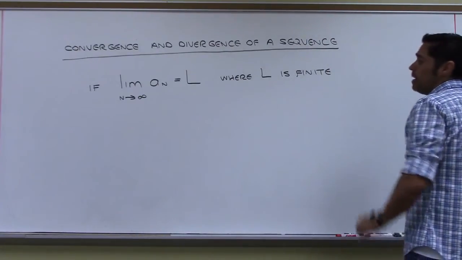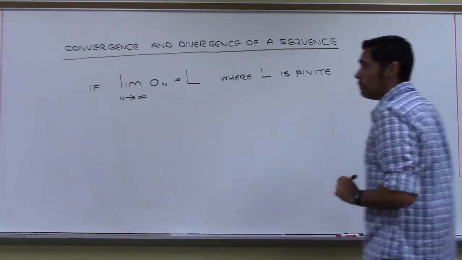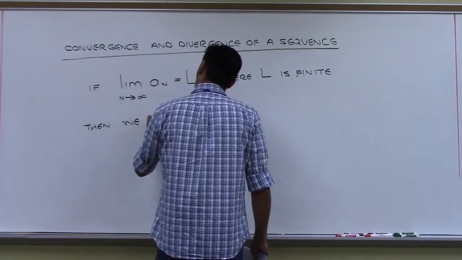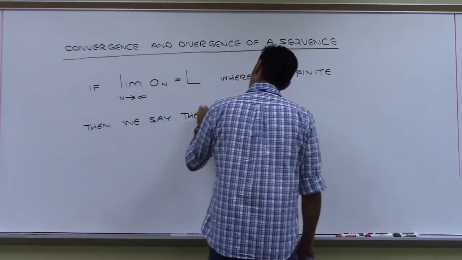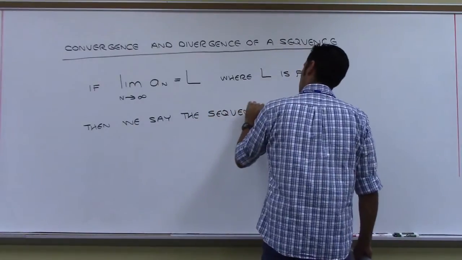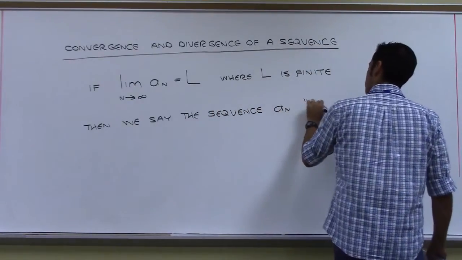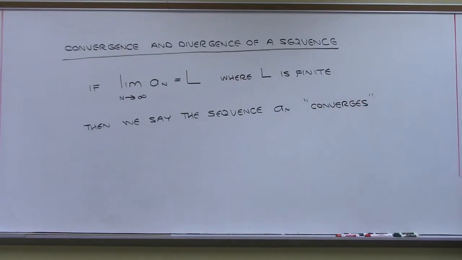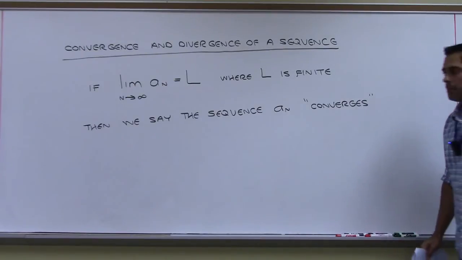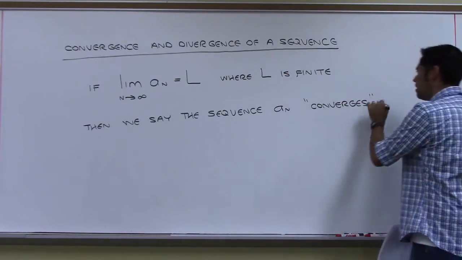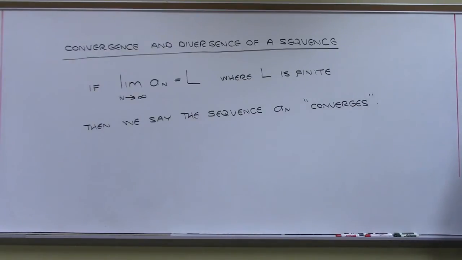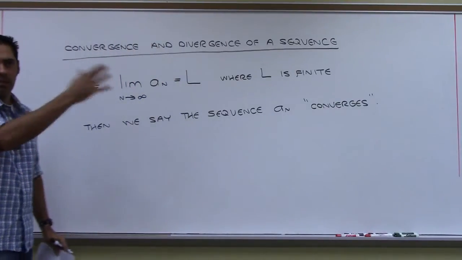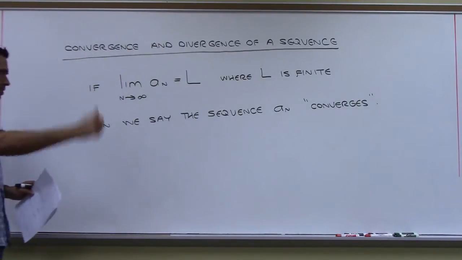So if we take a limit of a sequence and we get a nice number, then we say the sequence A sub n converges. So that's the definition of convergence. A convergent sequence is a sequence that when you take its limit as n goes to infinity, you get a number. So as you go further out, you get a nice fixed number.